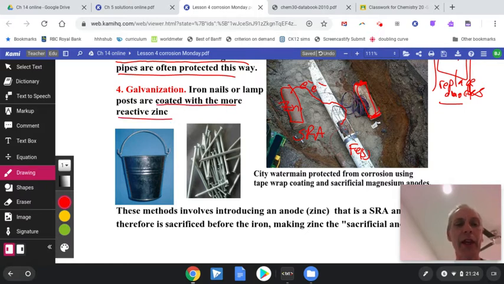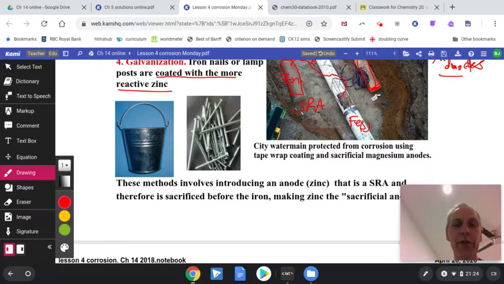So they'll take an iron bucket or an iron nail and they will dip it into hot molten zinc to coat it and then pull it out. The zinc cools, hardens, and then you have a zinc coated nail or bucket. And again, the zinc will lose its electrons before the iron does, preventing corrosion of the iron.